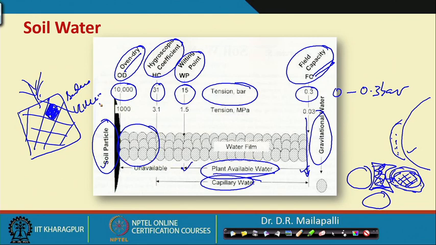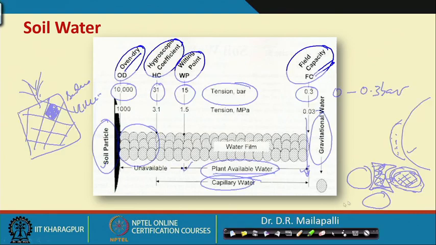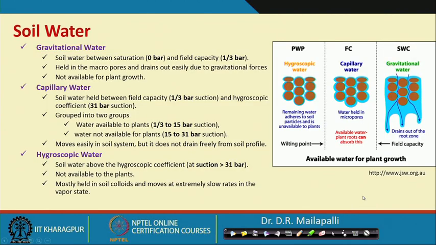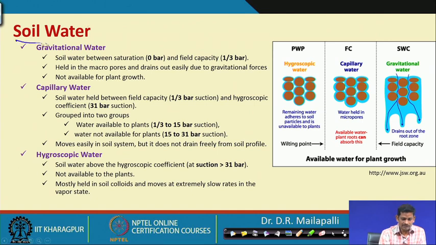Okay. So, let us see the next. Here we are talking about soil water. As I explained before, it is gravitational water, capillary water, and hygroscopic water. These are the three water types we need to consider for irrigation purposes.